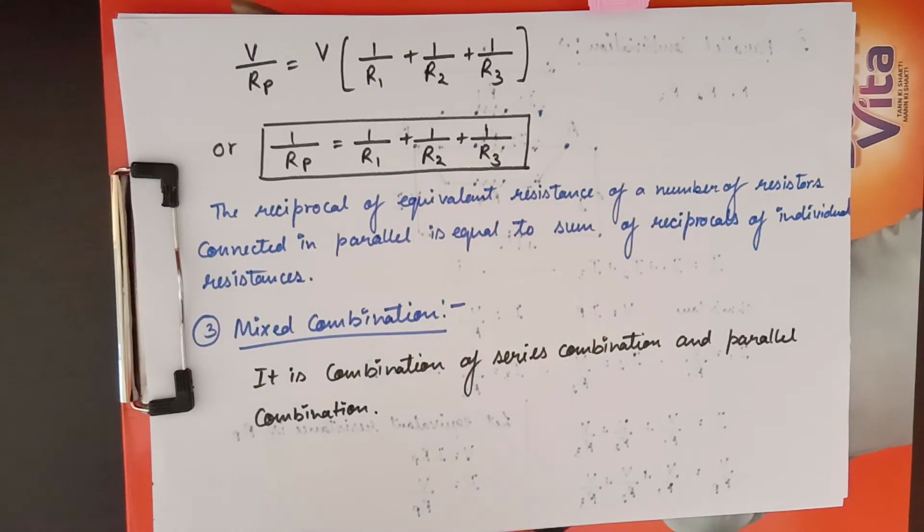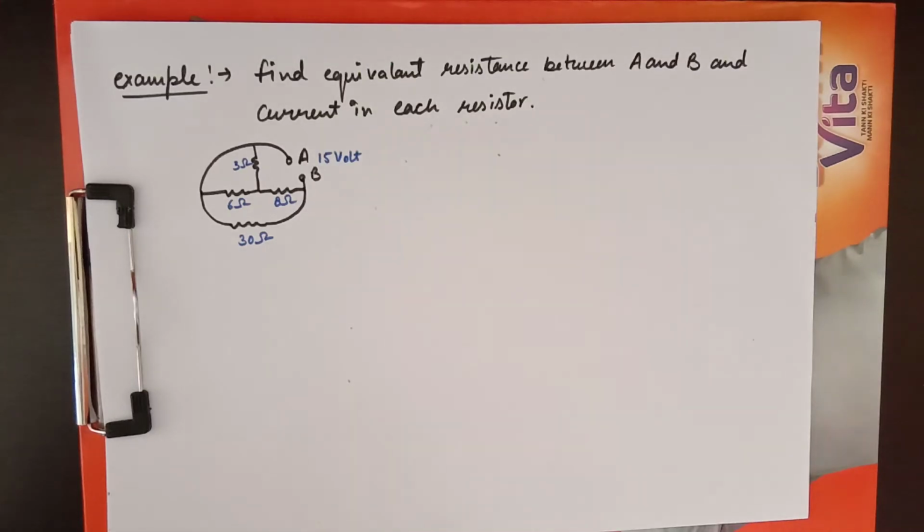So next is your mixed combination. Mixed combination is just the combination of series and parallel combination of resistors, where you see the resistors connected in series, the equivalent resistance will be R is equals to R1 plus R2 or whatever it is, and when they are connected in parallel, you will calculate the equivalent by 1 upon Rp is equals to 1 upon R1 plus 1 upon R2 plus 1 upon R3, like that. Now we will solve a question.